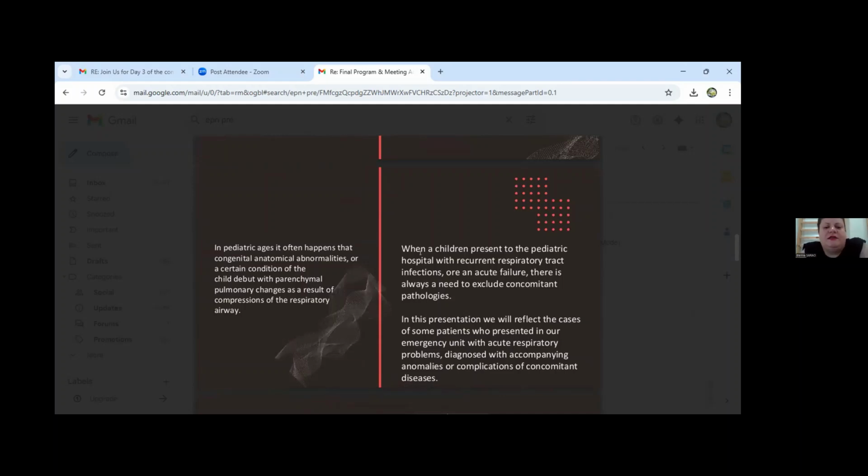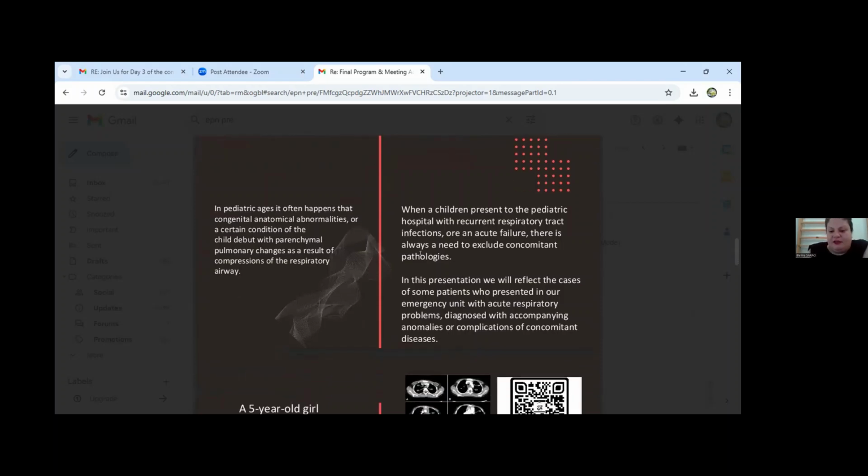In pediatric ages, it often happens that congenital anatomical abnormalities or certain conditions of the children debut with parenchymal pulmonary changes as a result of compression of the respiratory airway. When a child presents to the pediatric hospital with recurrent respiratory tract infections or an acute failure, there is always a need to exclude concomitant pathologies. In this presentation, we will reflect the cases of some patients who presented in our emergency unit with acute respiratory problems, diagnosed with accompanying anomalies or complications of concomitant disease.